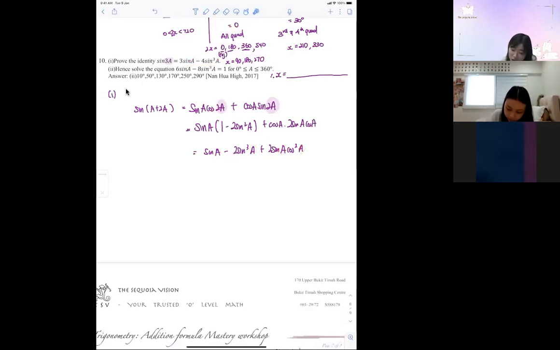We change cosine, okay? Because everything is in terms of sine. Can you see? Okay, then we change cosine. So cosine square A is what? You remember one minus sine squared. 1 minus sine square A, very good.